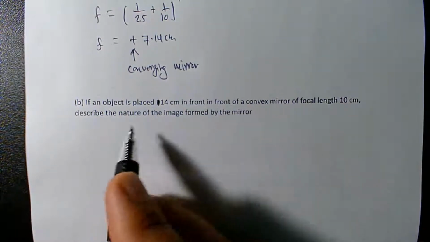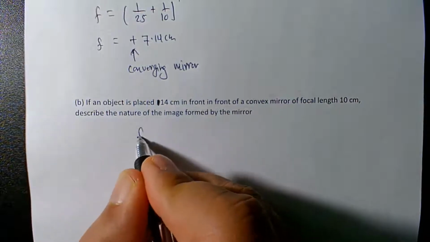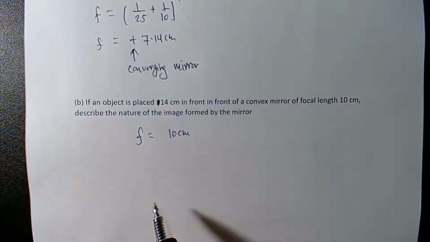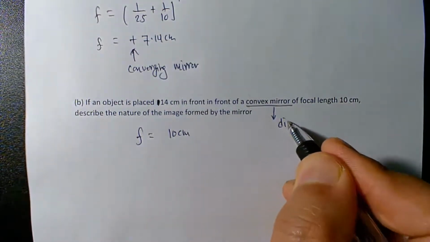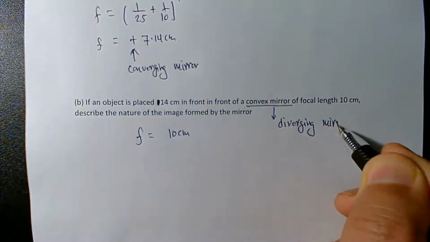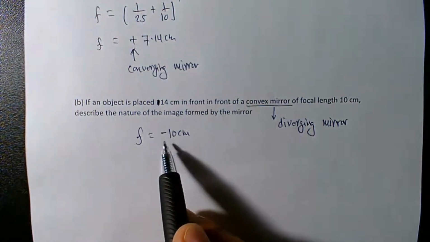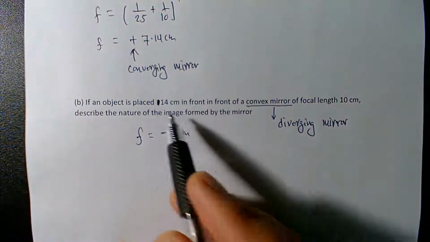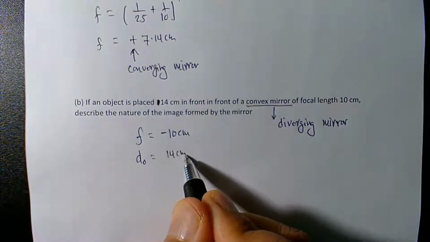So first we can solve numerically. Its focal length is 10 centimeter, but make sure you are careful because it's a convex mirror. Convex mirror means it's a diverging mirror, right? So a diverging mirror has negative focal length. It has a virtual focus, so yeah, you must make it negative. And the object is placed at an object distance of 14 centimeter, and the object is real.